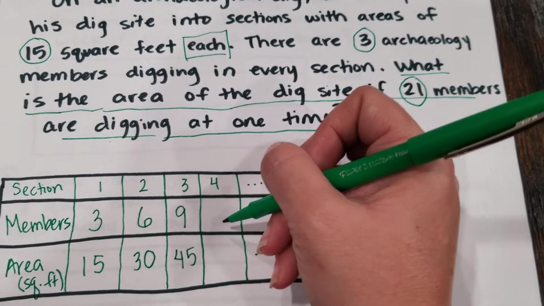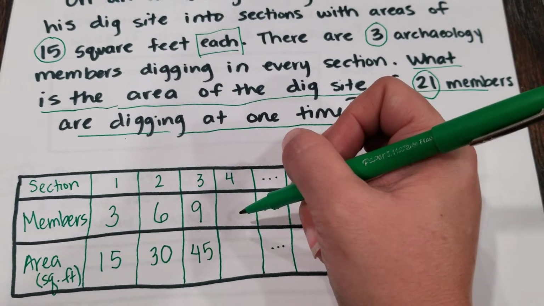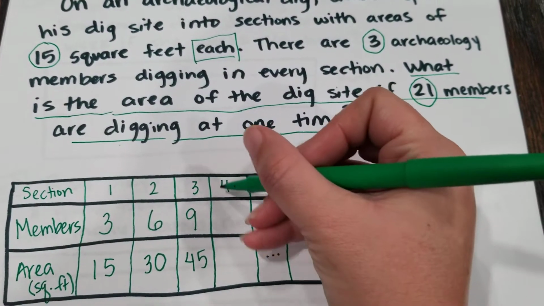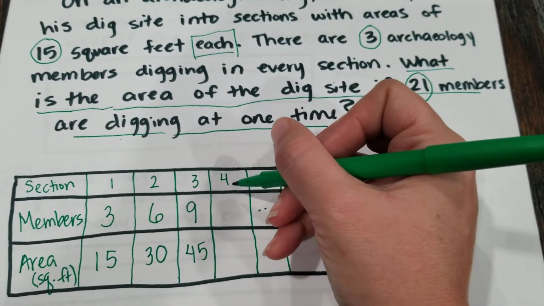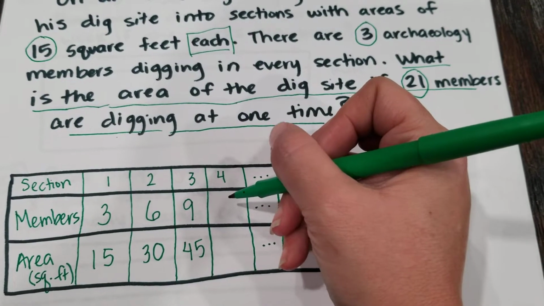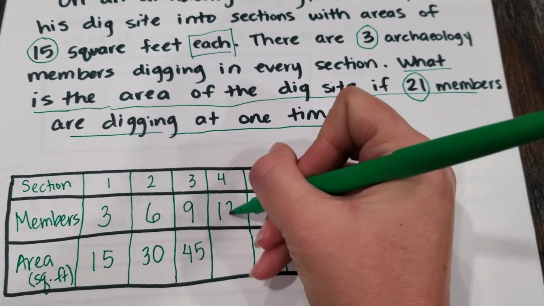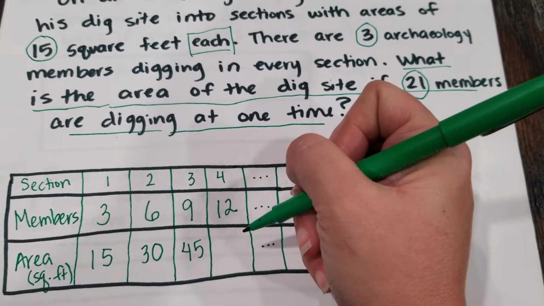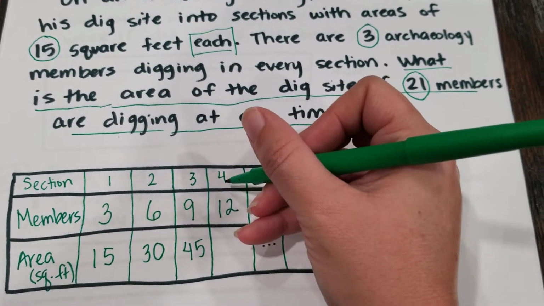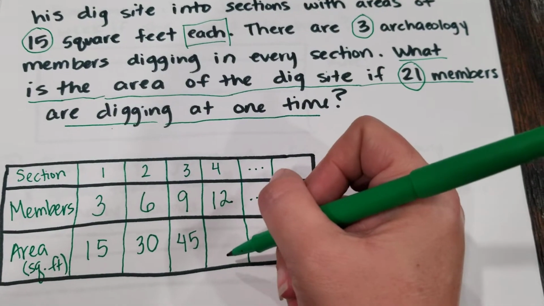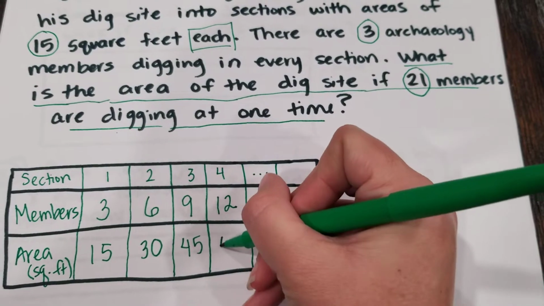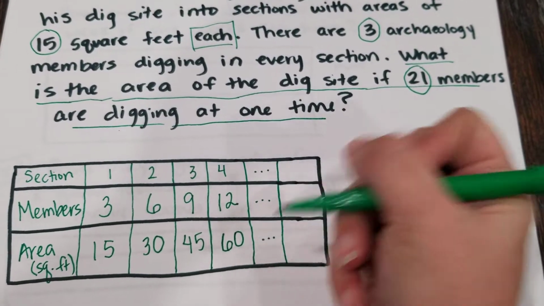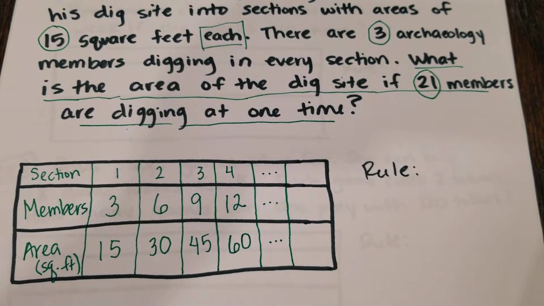We're looking for a pattern, okay? We're looking to see what's going on here. All right, so 4 sections of the dig sites, or 4 separate dig sites. There's 3 in each one. That means that 12 members will be in the 4 sites, 3 in each one. And then how big are those 4 sites? Well, if they're 15 square feet each, that would be 60. Okay, 60 square feet for 4 sites.